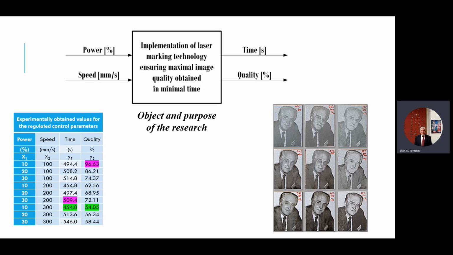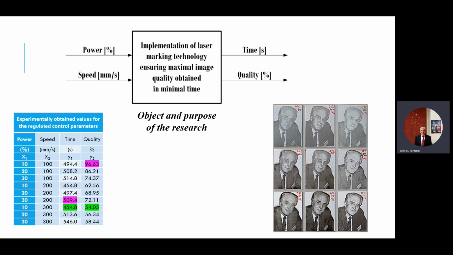For the values of the criteria marked in the table, it is clear that their maxima are at different control parameters, which justifies the application of an optimization procedure for determining the rational mode. This is how we reach our goal.